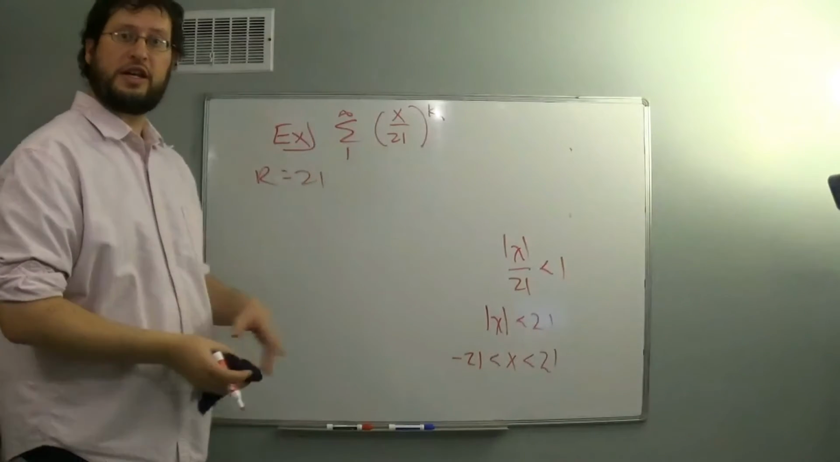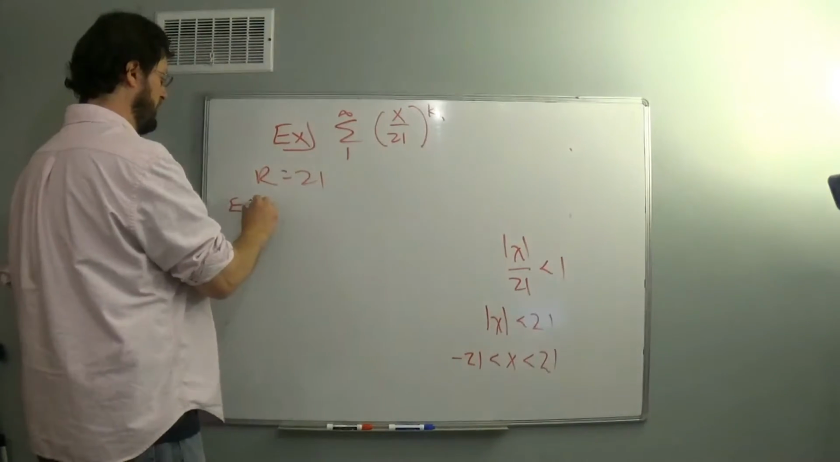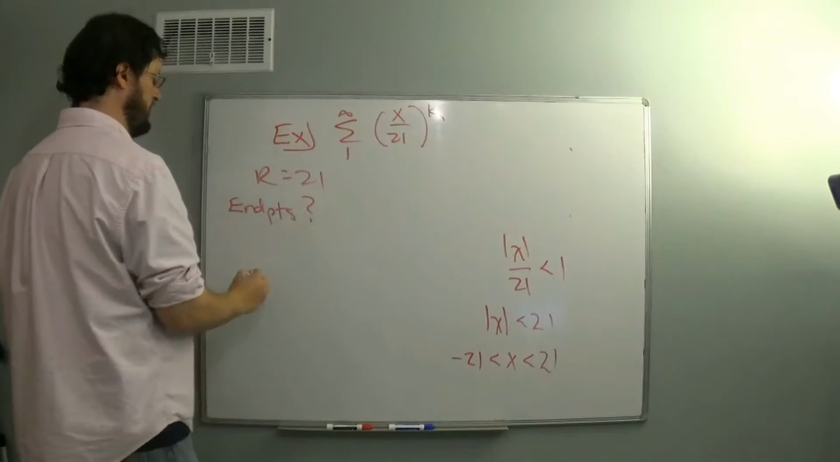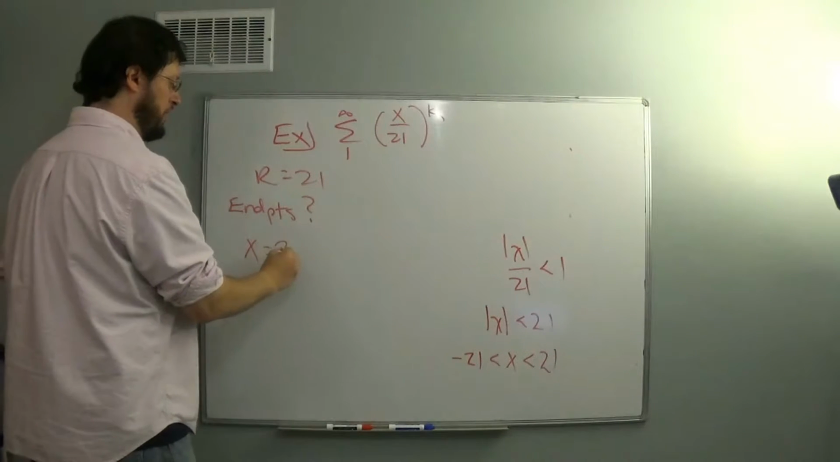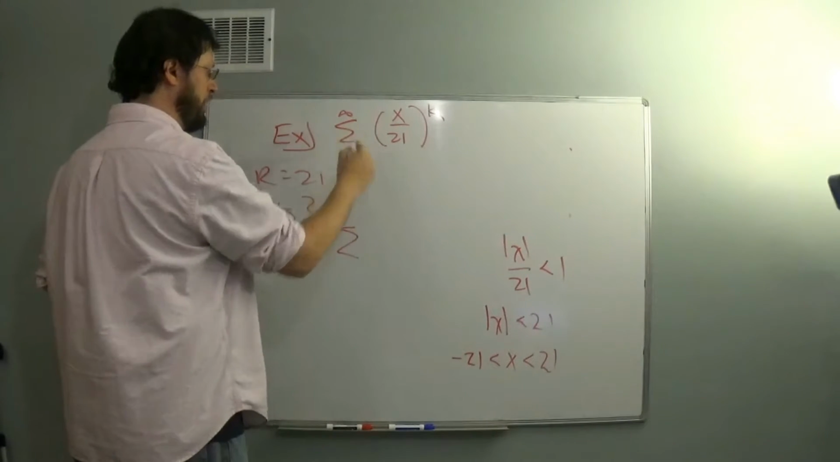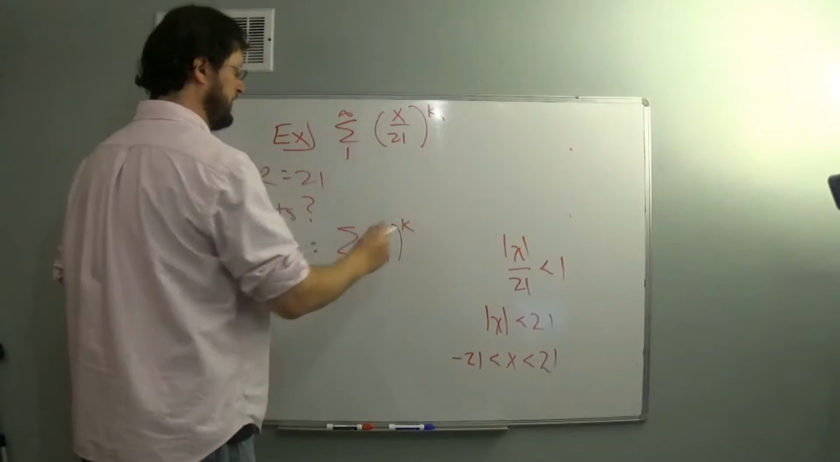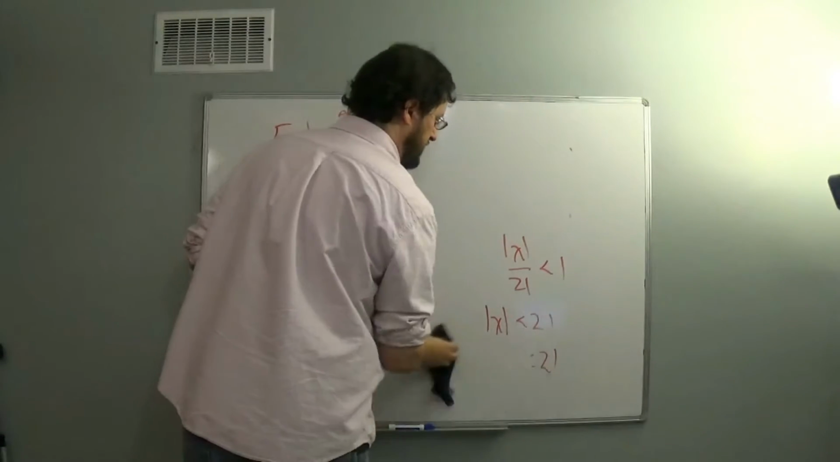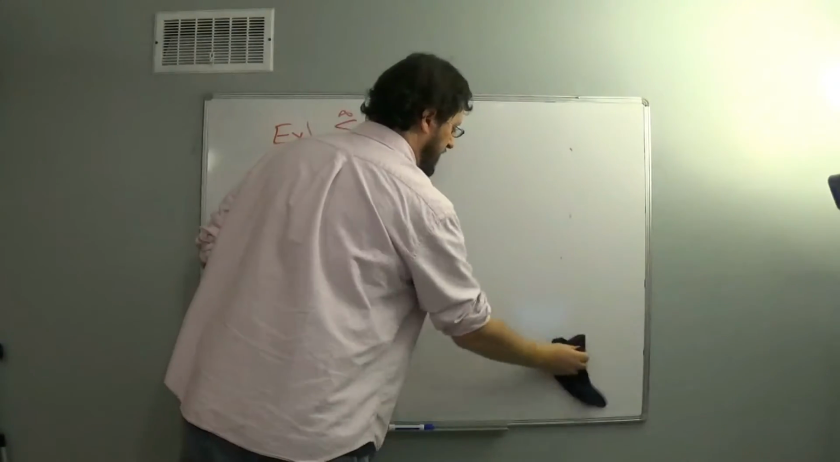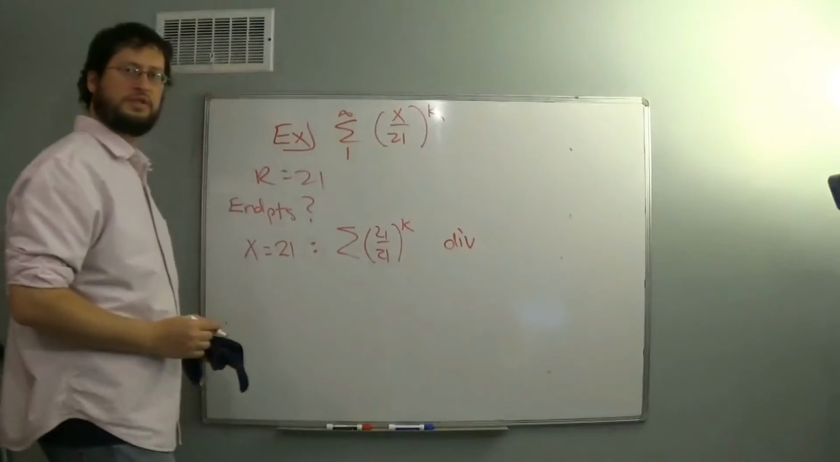But we still need to check the endpoints to come up with the interval of convergence. So if x is 21, the right-hand endpoint, then this series becomes the sum of 21 over 21 to the k, which is the sum of 1 to the k, which is 1 plus 1 plus 1 forever, which diverges.